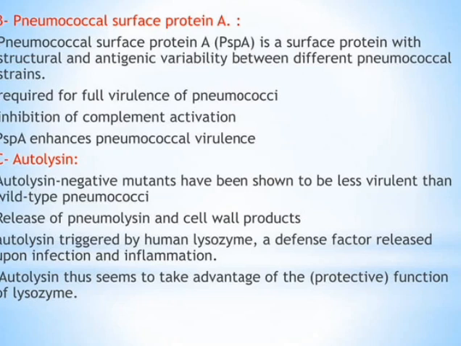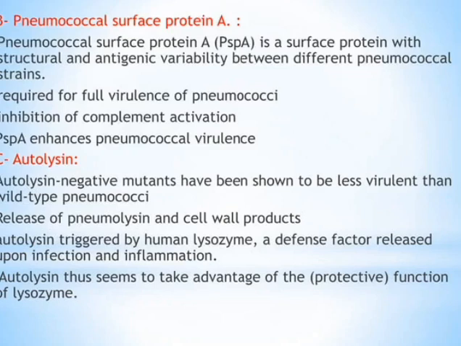Pneumococcal surface protein A is a surface protein with structural and antigenic variability between different pneumococcal strains, required for the full virulence of the pneumococcus, with inhibition of complement activation. PspA enhances pneumococcal virulence. Autolysin-negative mutants have been shown to be less virulent than the wild type pneumococci.